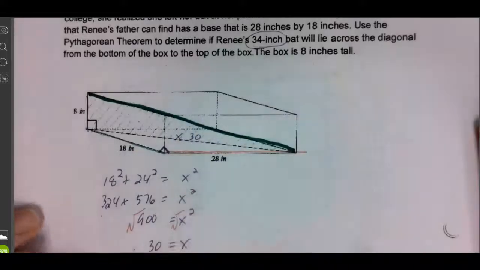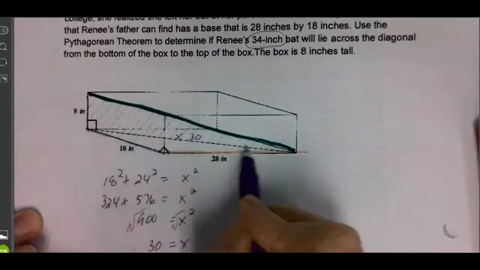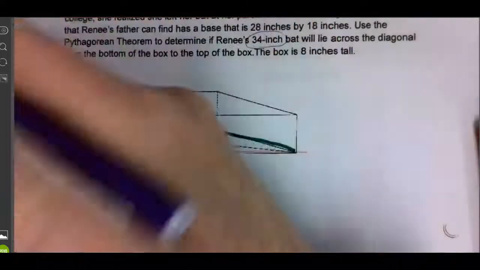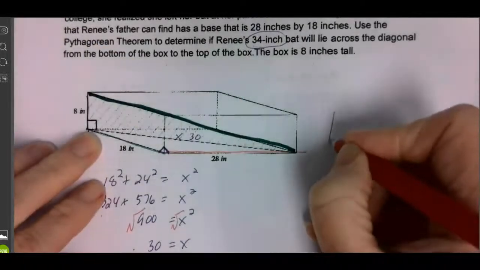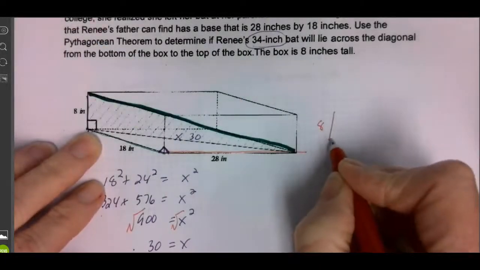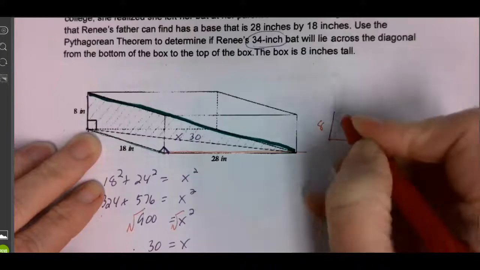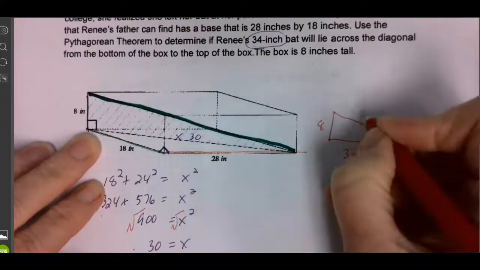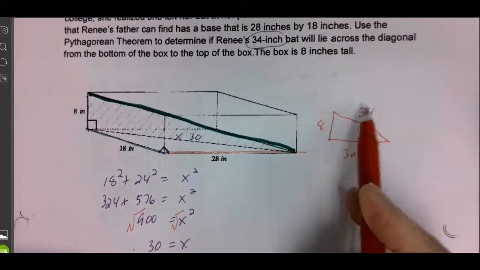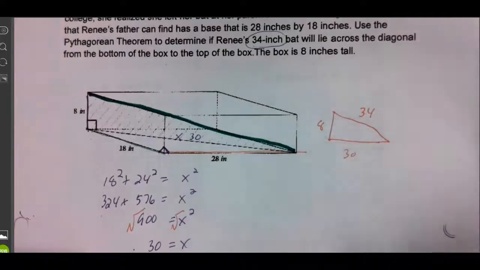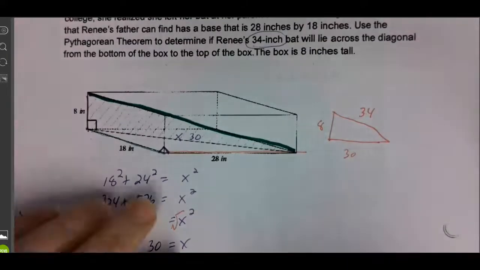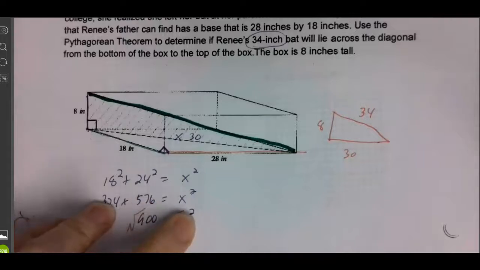So now we're looking at this triangle, this one in here. It's like it's sitting up inside the box. So we have the side, which is 8. We have what we just found, which is 30. We're trying to find out the length of this bat. We want to find out if that bat will actually fit inside. So what we're using there is actually the converse of the Pythagorean theorem. We're going to see if this is true. We did this in one of the example problems, one of the homework problems.